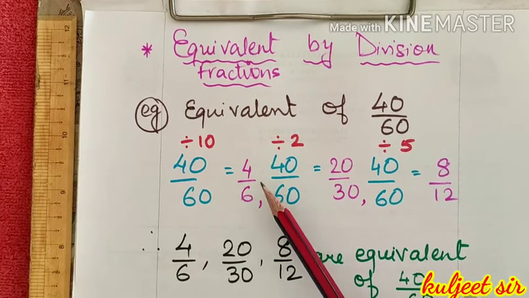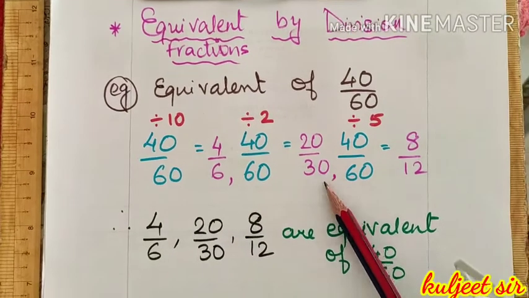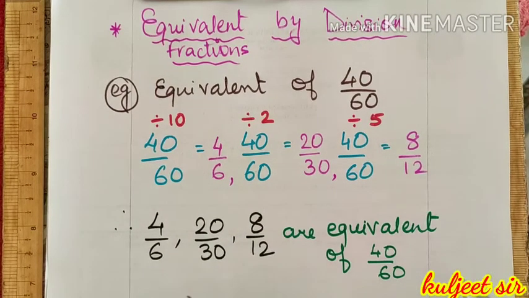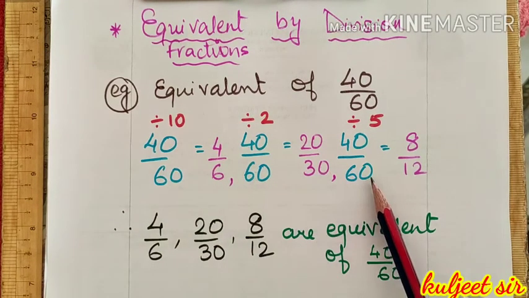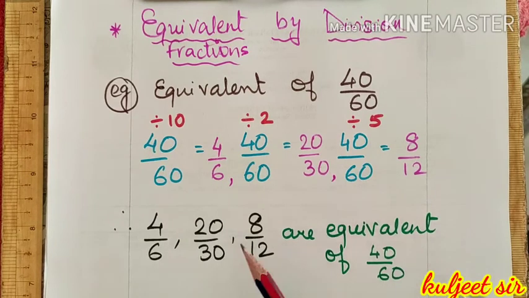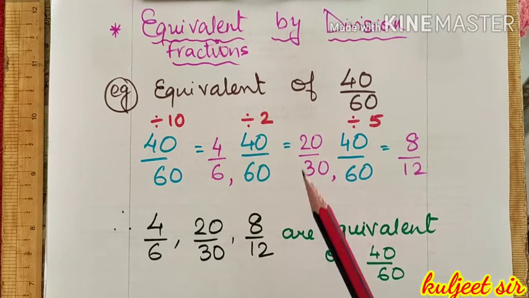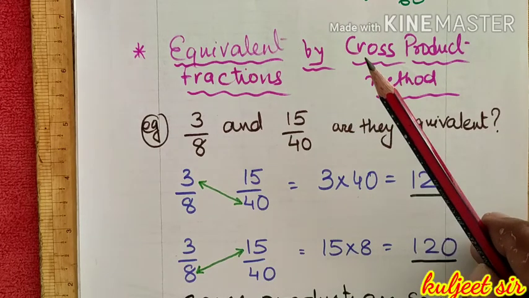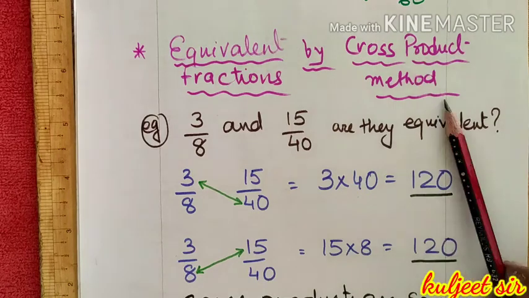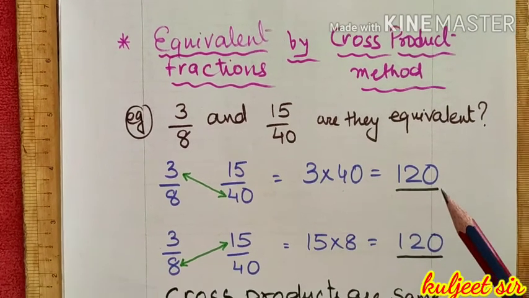So here we have got 4 upon 6, 20 upon 30, 8 upon 12. Hence when you divide by 10, by 2 and by 5, the corresponding equivalent fractions which you have got are 4 upon 6, 20 upon 30 and 8 upon 12. Hence they are called equivalents of 40 upon 60 by the method of division. And now students, we move on to the last method of finding equivalent fractions, the cross product method.